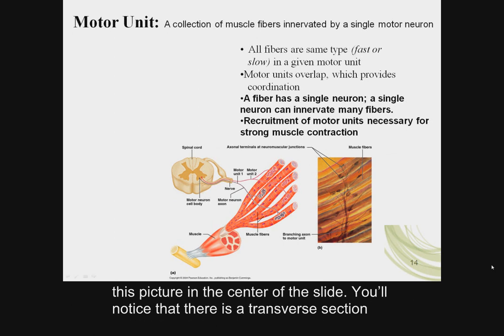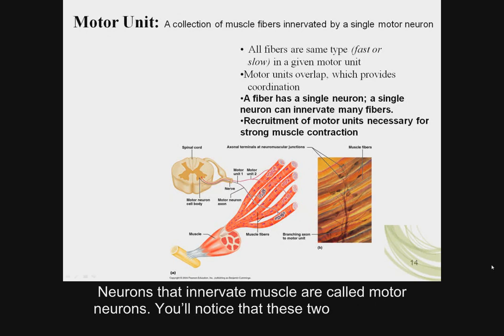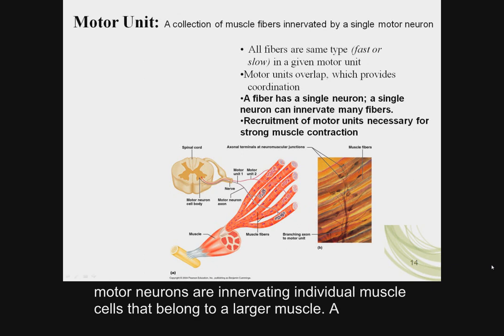Now I want to back up and show you this picture in the middle of the slide. You'll notice that there is a transverse section through the spinal cord, and leaving the spinal cord are two individual motor neurons. Neurons that innervate muscle are called motor neurons. You'll notice that these two motor neurons are innervating individual muscle cells that belong to a larger muscle.